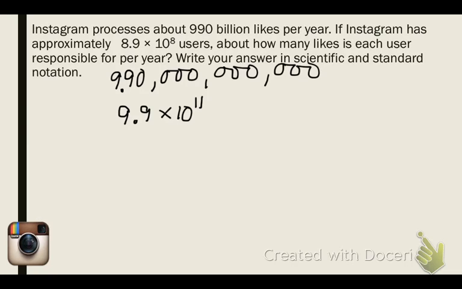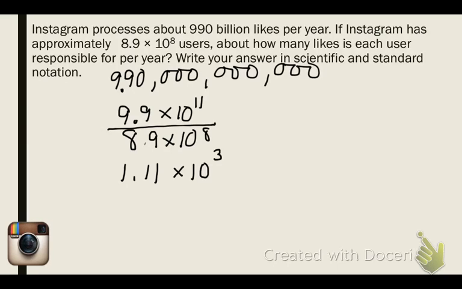So if I take this divided by the people, so the number of likes and the people on the bottom, would be 9.9 divided by 8.9, which is about 1.11, and I just rounded to the nearest hundredth, times 10 to the third. There it is in scientific notation. This would be per person.